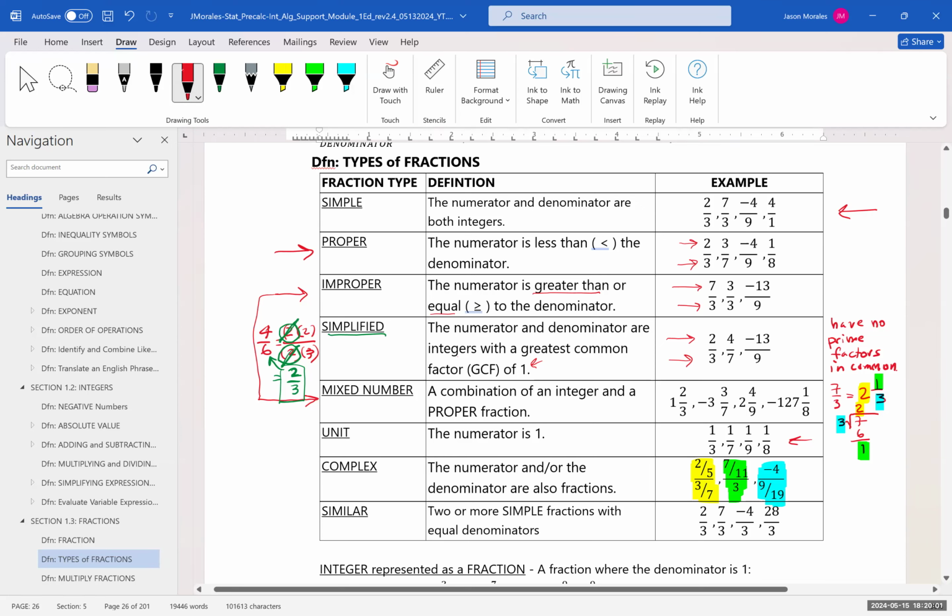And then we have similar fractions. These are 2 or more simple fractions with equal denominators. So the number on the bottom is all the same. You'd need to have similar fractions in order to add or subtract fractions. And we'll get into that later.